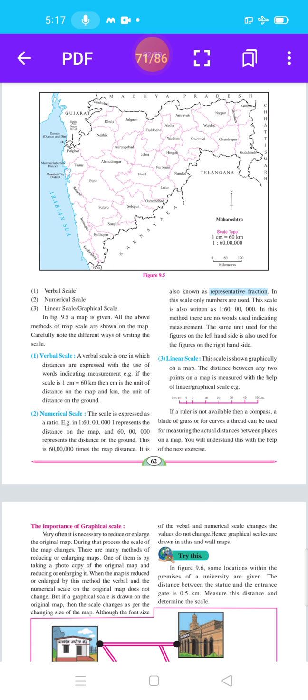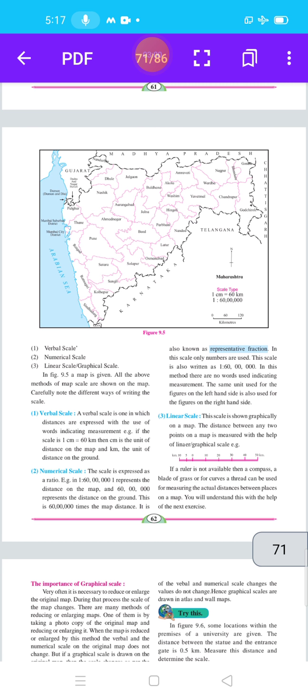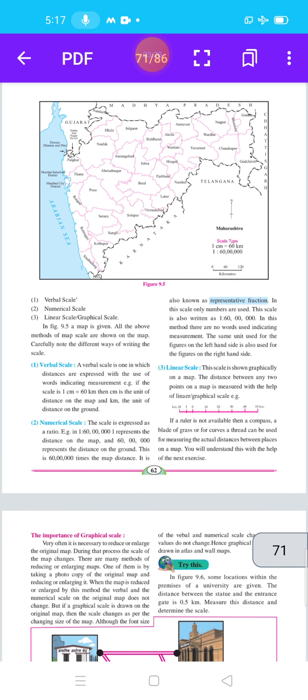In this scale only numbers are used. This scale is also written in this way, 1:60 lakh. In this method there are no words used indicating measurement. The same unit used for the figure on the left-hand side is also used for the figure on the right-hand side. Then the last point is the linear scale, which means graphical scale.